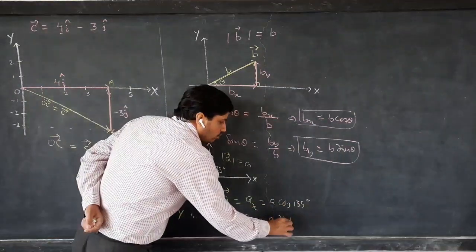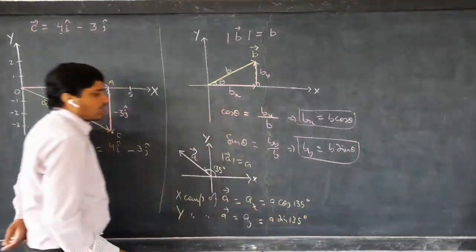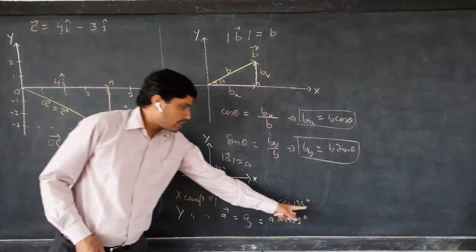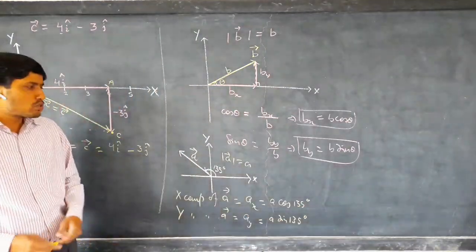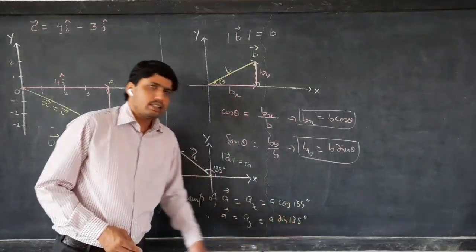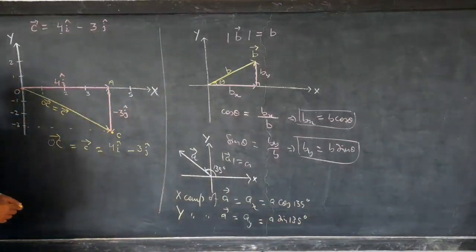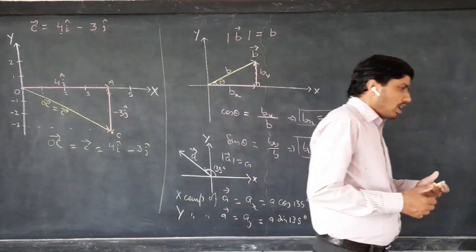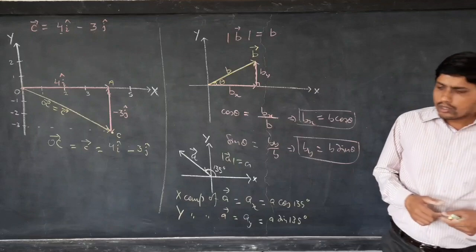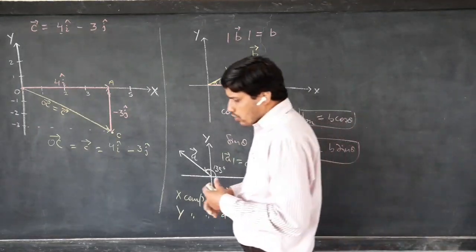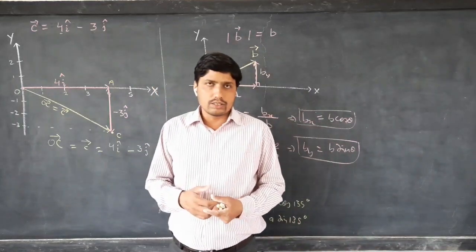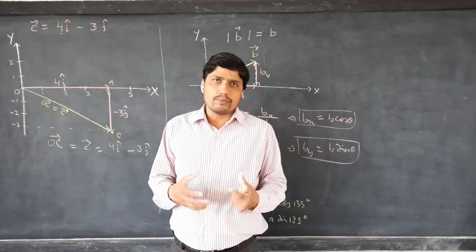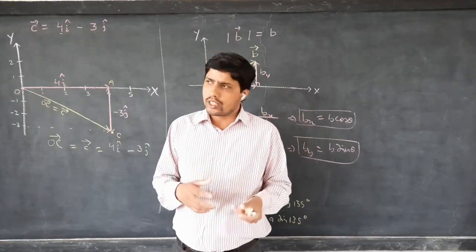Likewise, this will be a sine 135 degrees. If you find, you will find this will be negative a by root 2 and this will be plus a by root 2. I leave it to you to find yourself. So these are some preliminary ideas regarding vectors. Now this is about a single vector, but if we have more than one vector, how do we add them? How do we see their resultant effect?